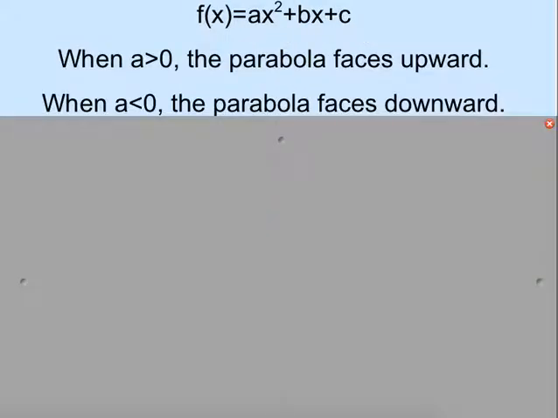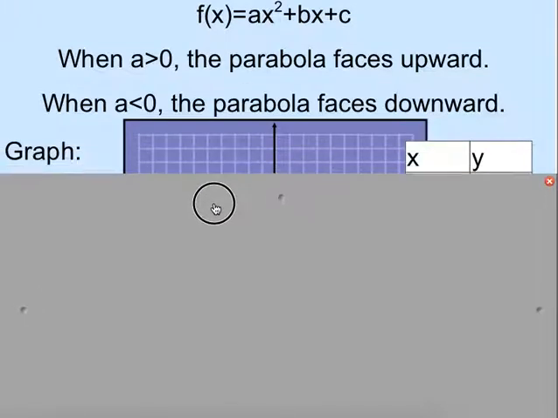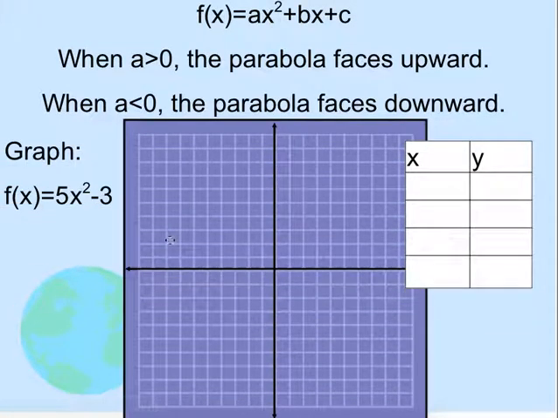So to say this more succinctly, if our a value in front of our quadratic term is greater than 0, if it's positive, it faces upward, just like our parent graph. It looks like a normal U. But if a is less than 0, if it's negative, the parabola faces downward, like the one that we just saw. So let's see what happens with 5x squared minus 3.